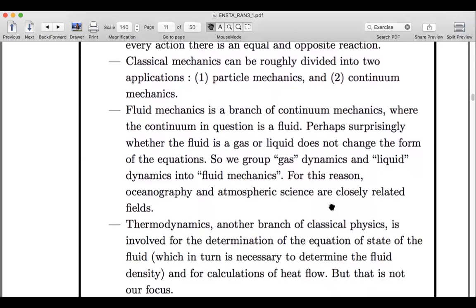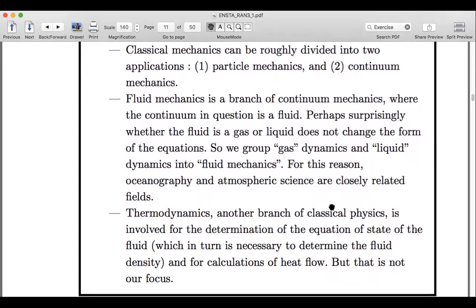So classical mechanics can be divided into two applications: particle mechanics and continuum mechanics. So fluid mechanics is a branch of continuum mechanics, where the continuum in question is a fluid. So what do we mean by a fluid? Well, a fluid is a liquid or gas, and it's probably a little bit surprising at first, but it actually doesn't make much difference whether it's a liquid or a gas. Of course, it makes a huge difference if you want to pour something, right? You can pour your coffee because it's a liquid, and it's very difficult to pour a glass of air or something.